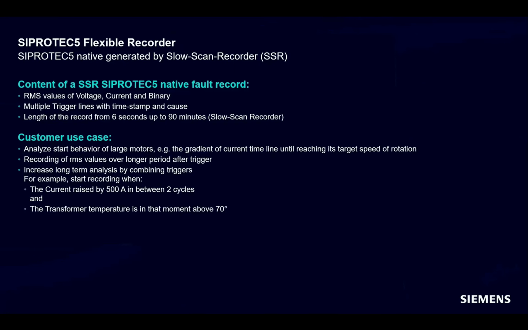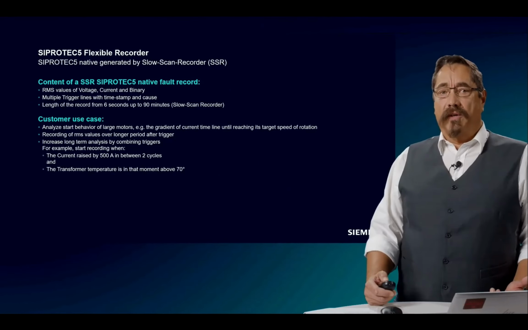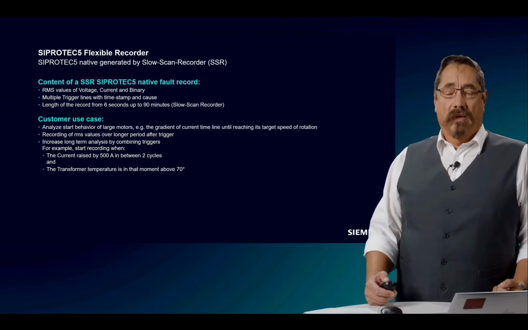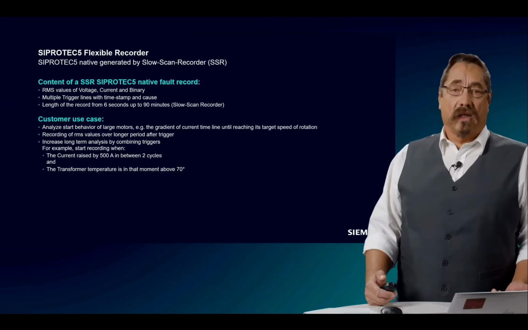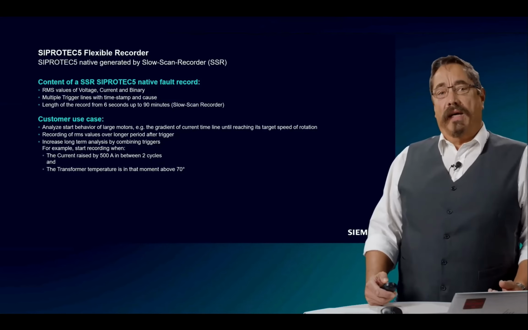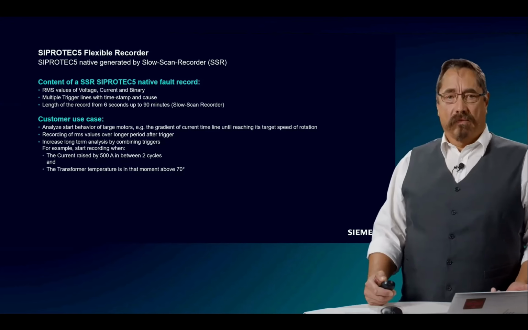That allows to record, for example, the startup behavior of large motors until it reaches its target speed of rotation. Also, it significantly improves the analysis of the record when multiple trigger criteria become active. I used the name record instead of fault record now, because a slow scan could be a kind of report or documentation for maintenance activities.